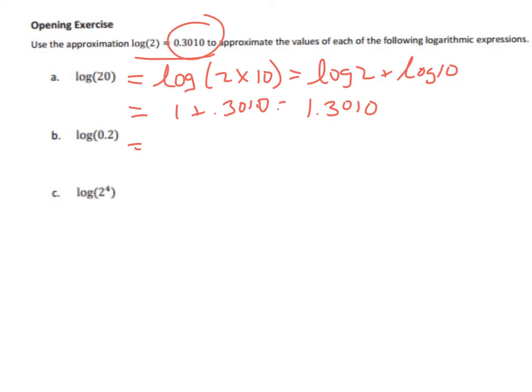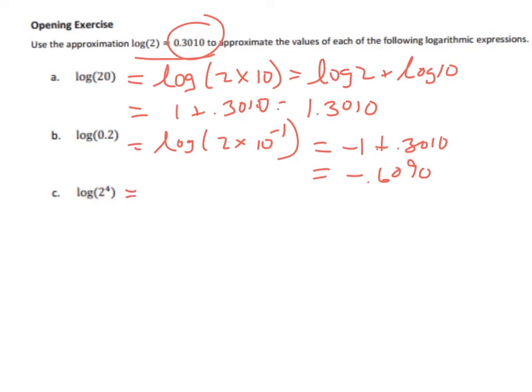This is going to be log of 2 times 10 to the negative 1, because you want one decimal spot to the left. So that's going to be a negative 1 plus the 0.3010. So you end up getting negative 0.6990. And this one here is 2 to the 4th.